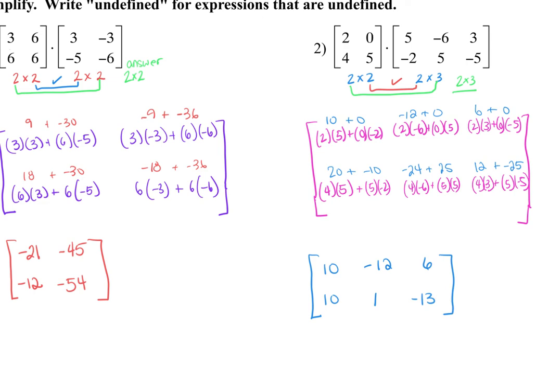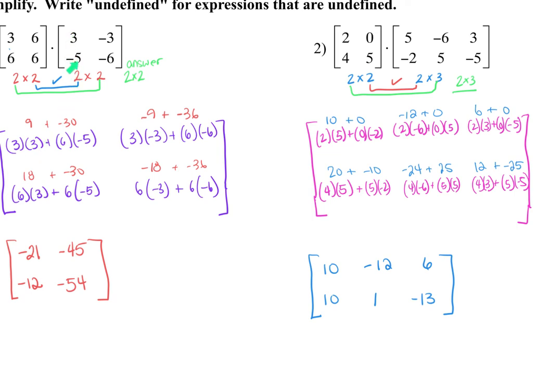So for this first one, I'm going to look at my first row, 3 and 6. And I'm going to multiply each piece of this by the first column. So I did 3 times 3, that's what I got here, plus 6 times negative 5, right there. Okay, that's my first one.